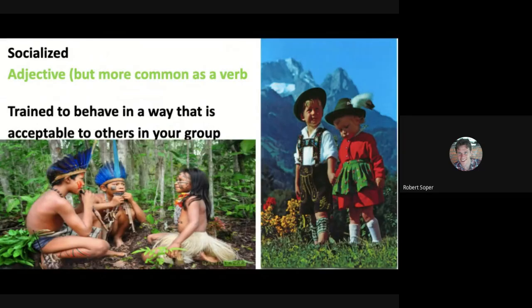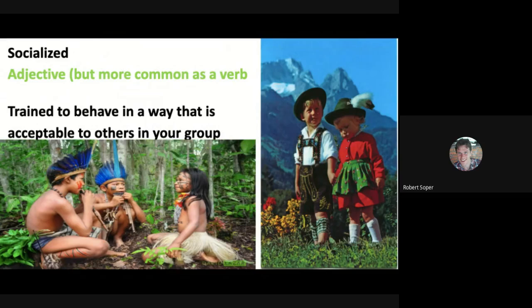This next word is socialized. Socialized. It is an adjective, but it's more commonly used as a verb. However, when it's used as a verb, it's got a slightly different meaning in its more common sense. So when we use socialize as a verb, we kind of mean it to meet up. As an adjective, it's got a more specific definition. So it's like trained to behave in a way that is acceptable to others in your group.